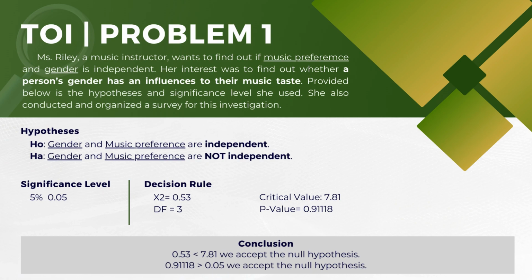accept the null hypothesis. Inversely, our p-value, 0.91, is greater than the significance level, so we will accept the null hypothesis. This means that gender and music taste are independent and do not have any effect on one another.